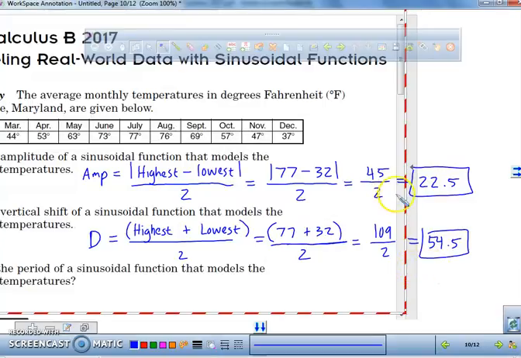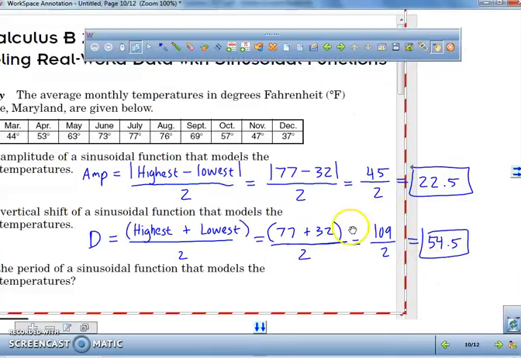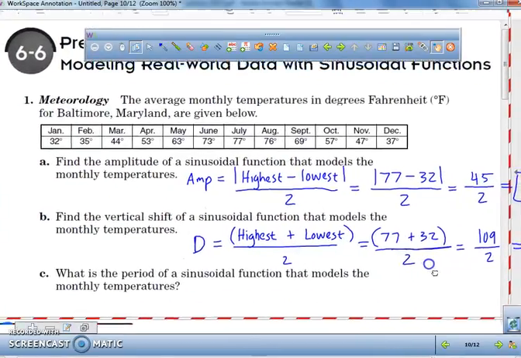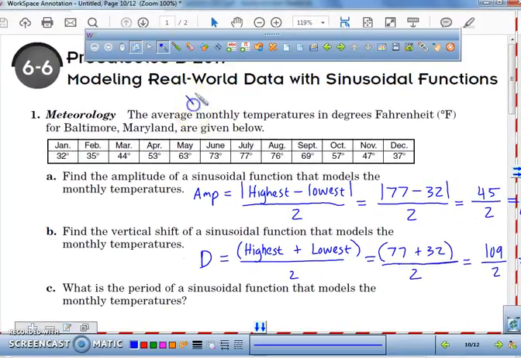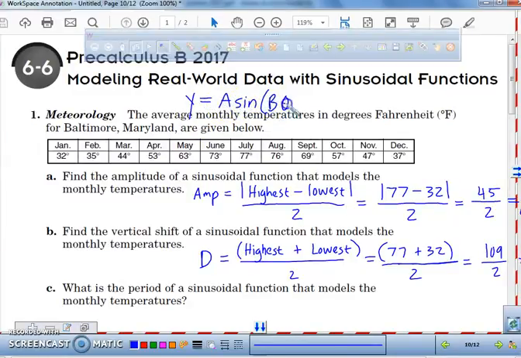Now, right now, what we're trying to create, everybody, is a graph that models after this: y equals A sine, open parentheses, B theta minus C, plus D. Right now, we have our A value, we have our D value. We still need to find our B and our C.